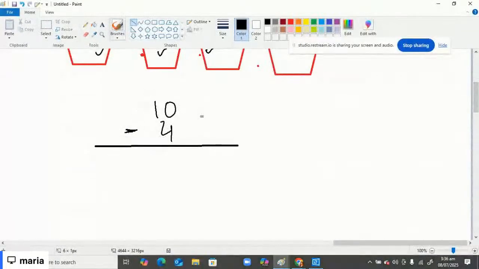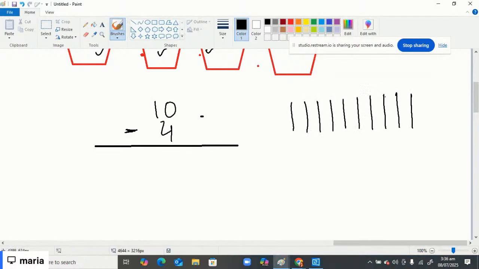So let's do it. 10 minus 4. Draw 10 lines. Then minus the 4 lines. 1, 2, 3, 4, 5, 6, 7, 8, 9, 10. Now remove the 4 lines. 1, 2, 3, and 4. How many left? 1, 2, 3, 4, 5, and 6. So the total is 6. Okay? In this way, we are going to do it.